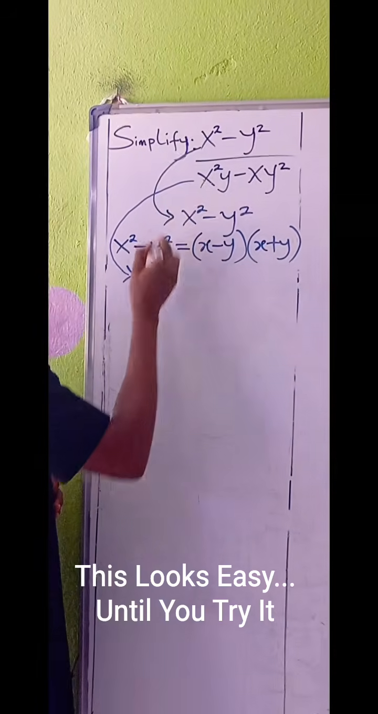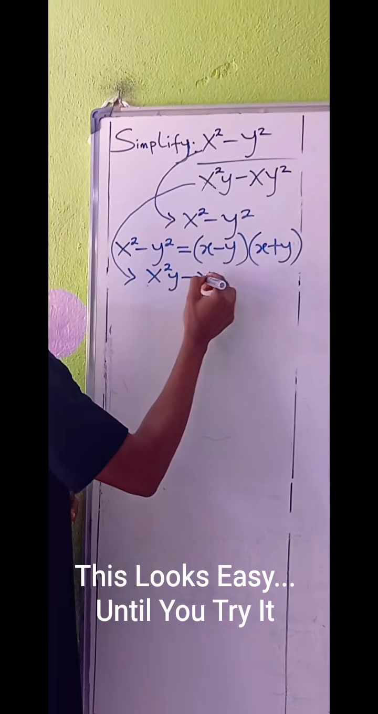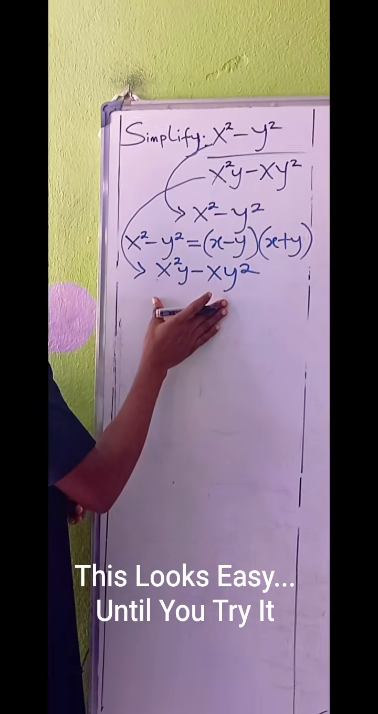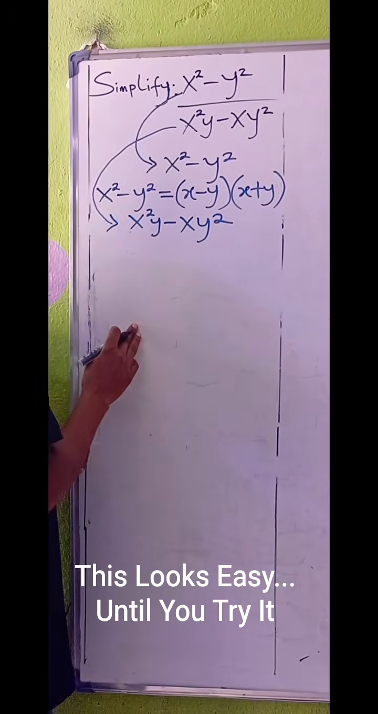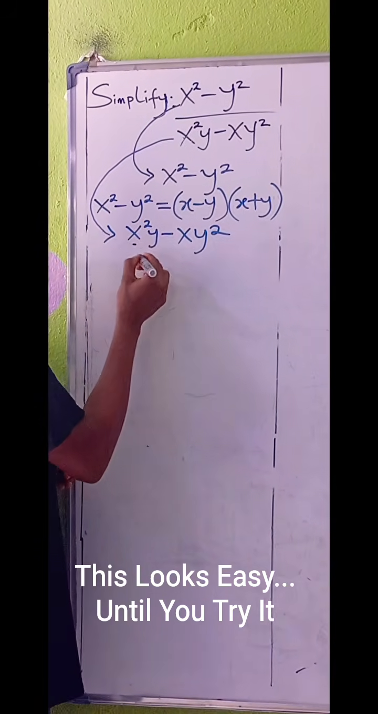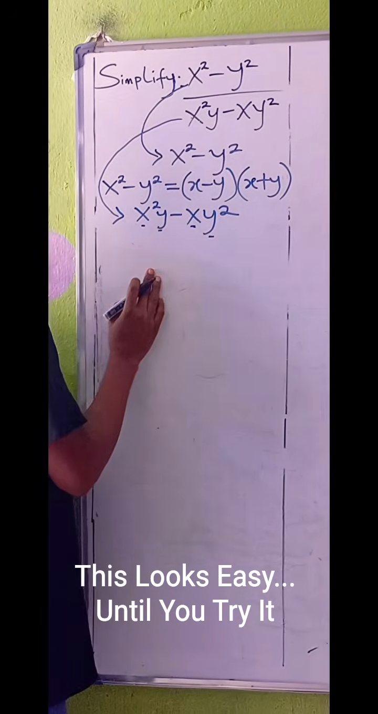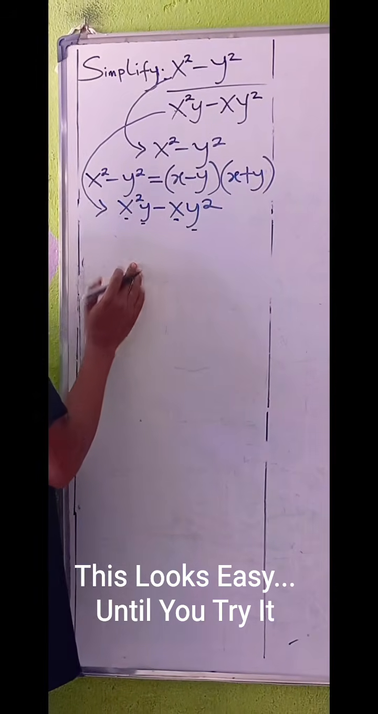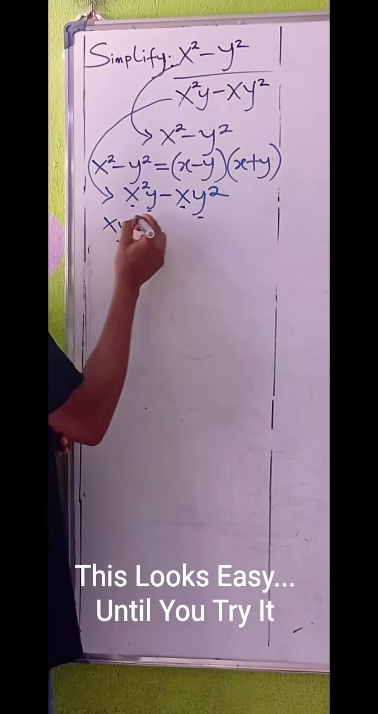Again, in the denominator, we have x squared y minus xy squared. Now, your ability to factorize this is what will help you to simplify this expression or this fraction. Now, if you look carefully, you discover that there is x variable, y variable this side, x variable, y variable. It means xy are the variables that are similar. So we are going to factorize. So we say xy, bring it outside.